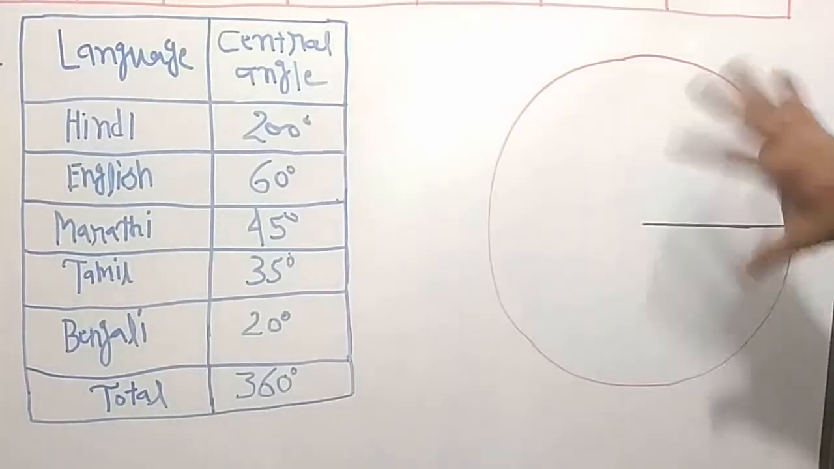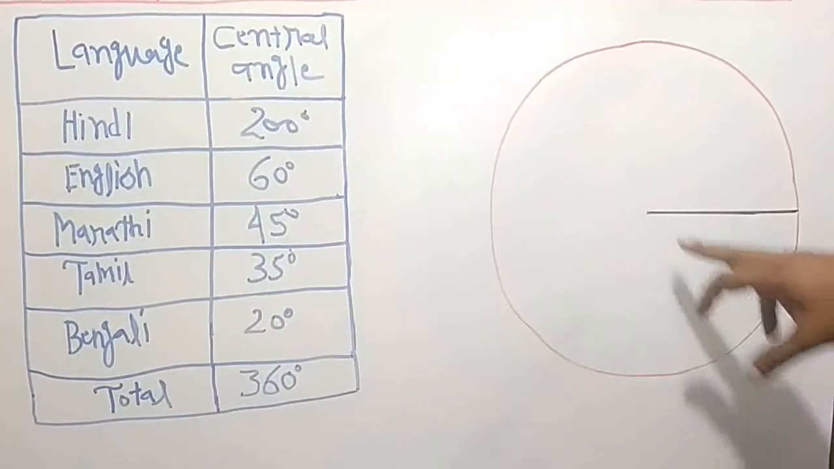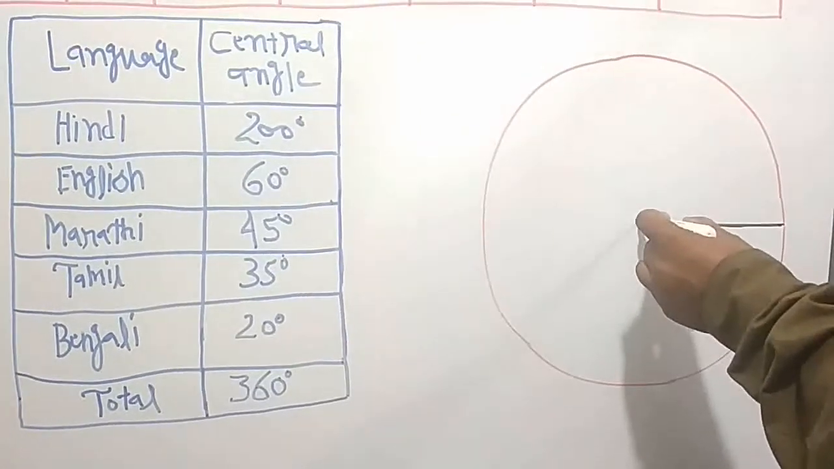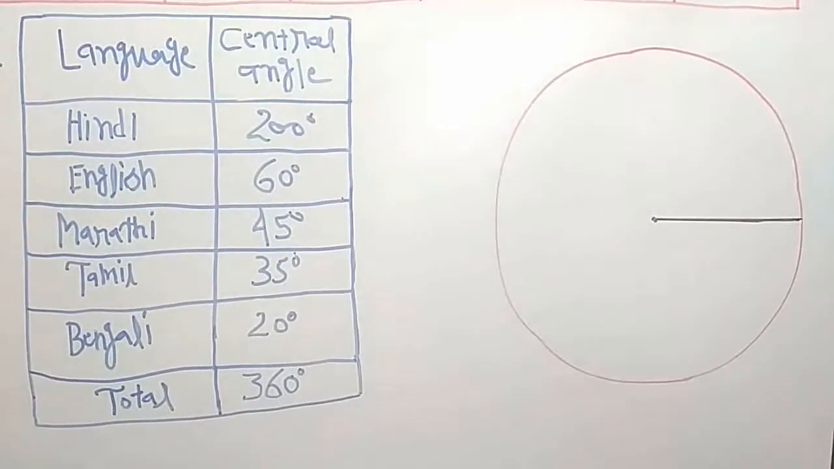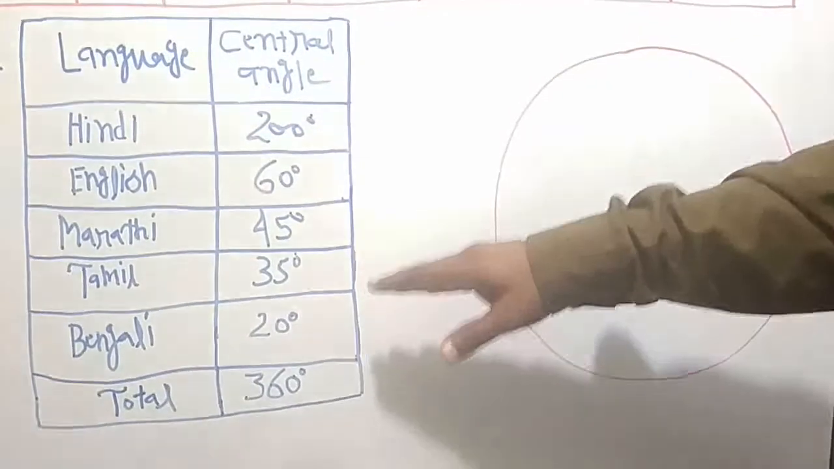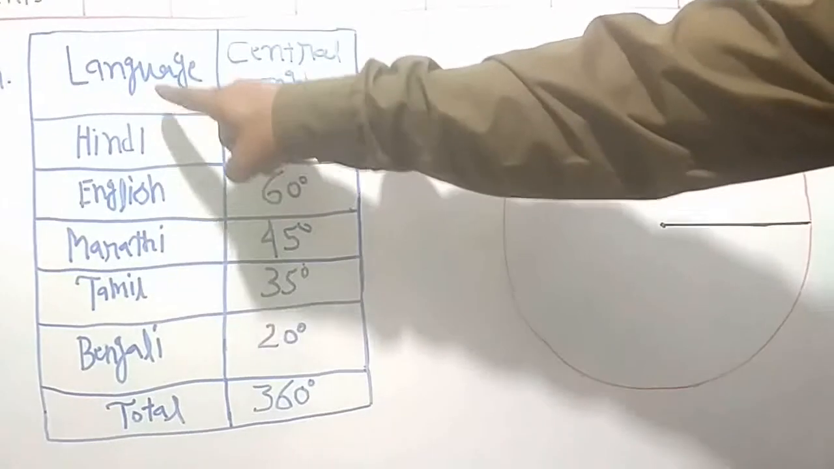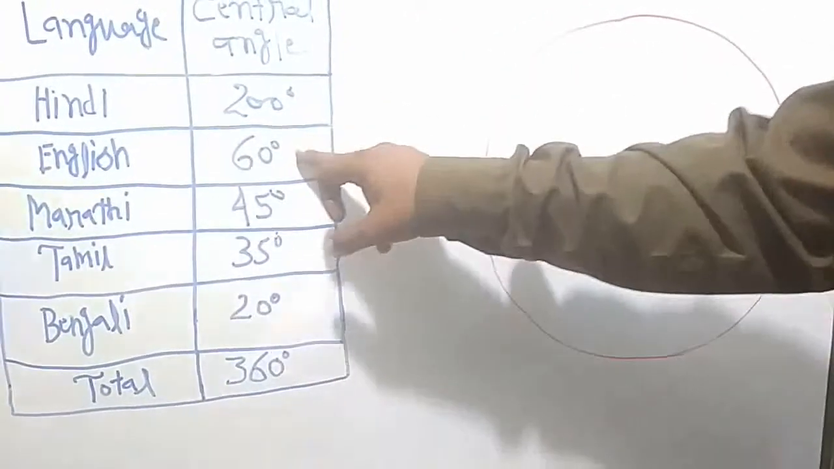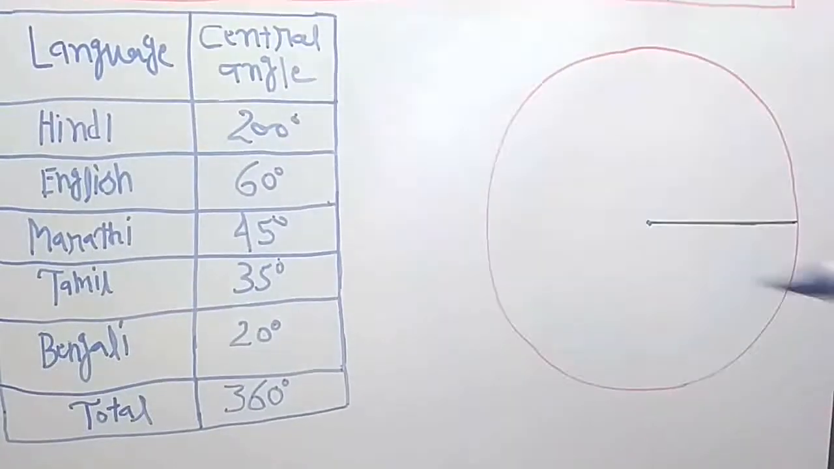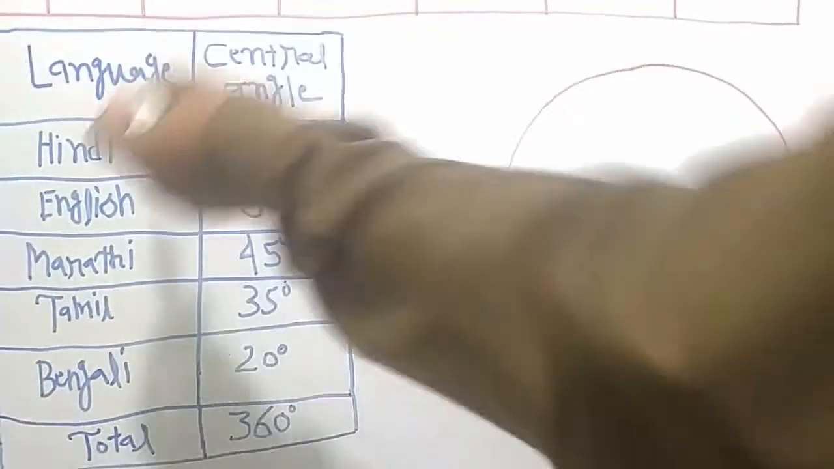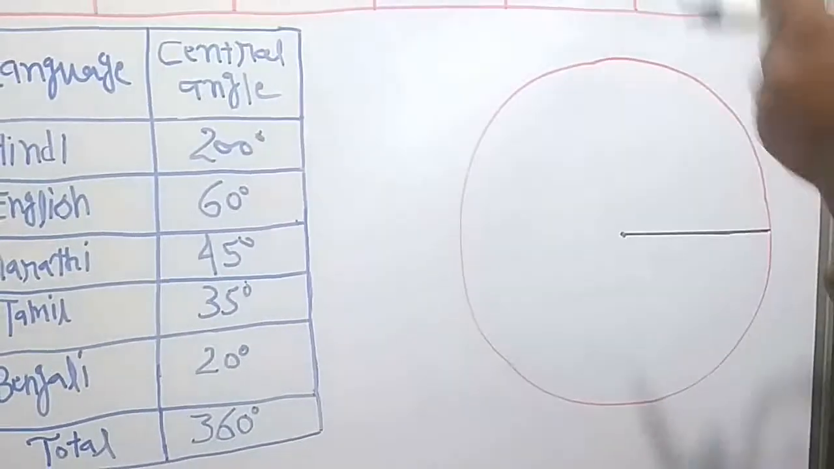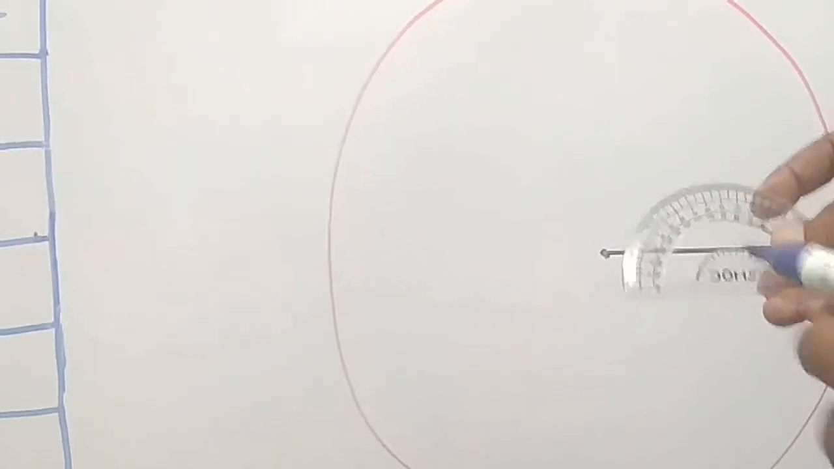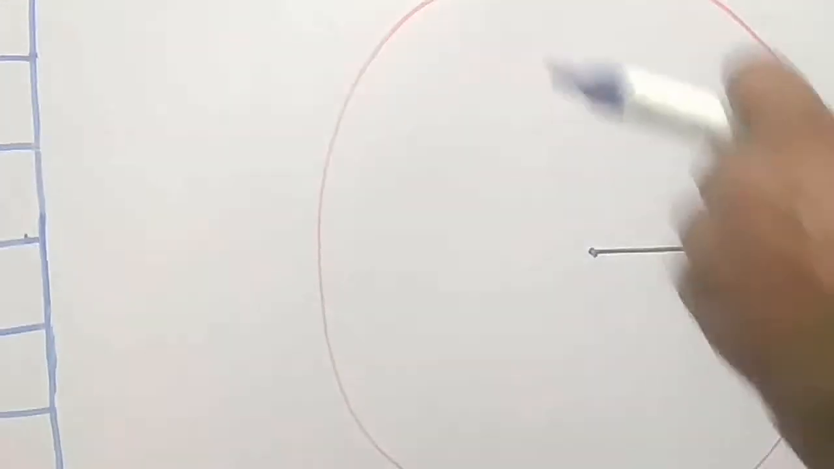Now this is the circle. It is already drawn here, and this is the radius of this circle. It is the center point of this circle. Now we are going to draw the pie chart for this given data. Here the central angles for these particular languages are written. For Hindi it is 200, for English it is 60, and so on. First we would draw the central angle for Hindi, that is 200, with the help of this protractor.